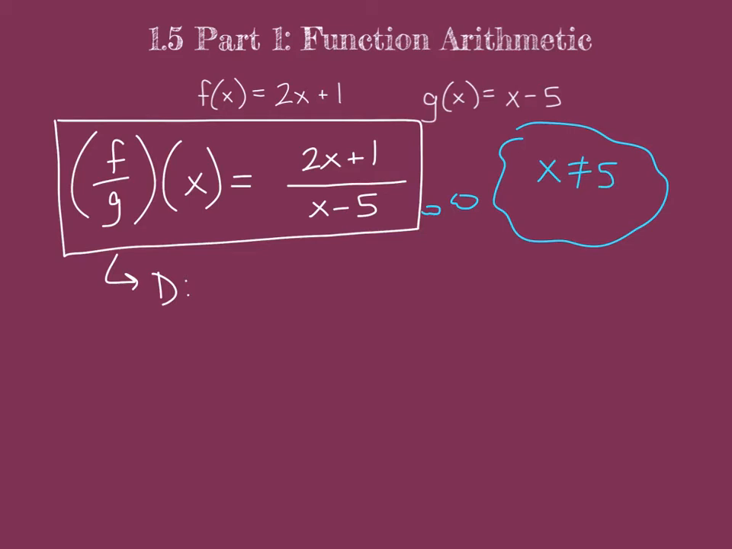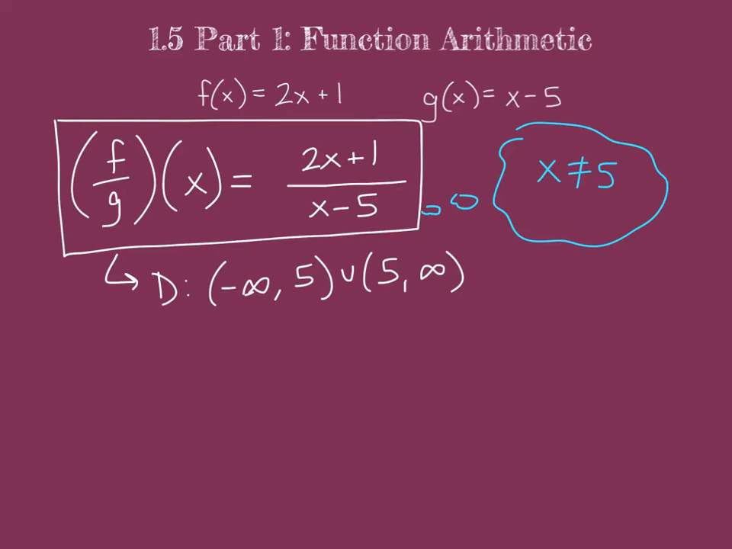That means that our domain is all numbers except 5. So we'll start at negative infinity, go up to 5 but not include it, jump over 5 to the other side of 5, and go all the way to positive infinity. So our domain has changed, and almost always it will change once you divide because you've literally created a fraction.